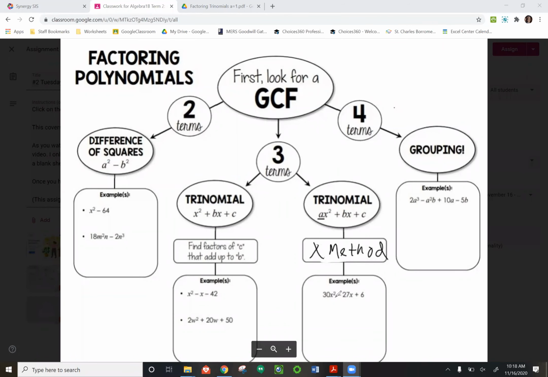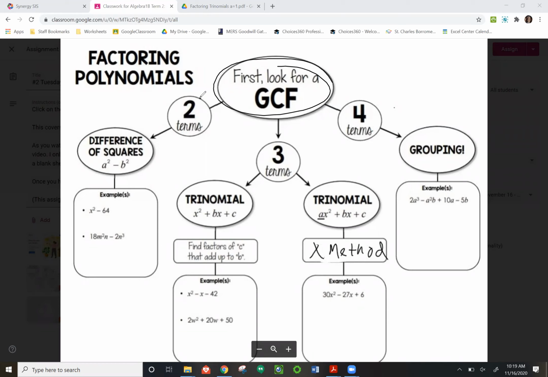Okay, so I just want to start our day just referring back to our factoring reference sheet. Whenever we're given an algebraic expression and we're asked to factor it, the very first thing that you always want to do is look and see if there is a greatest common factor that you can factor out of there. Okay, and then from there, depending on how many terms there are, will determine which technique you'll use.